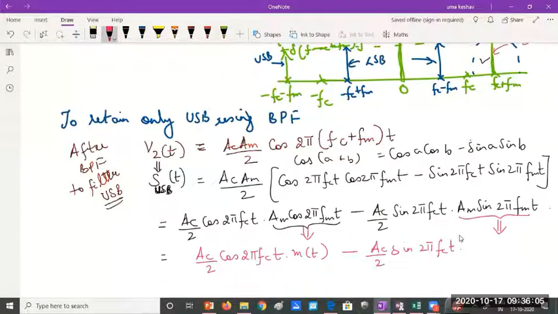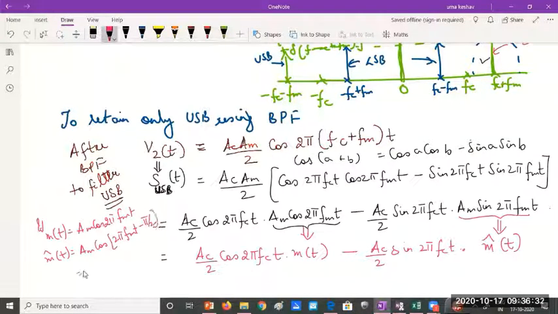Using the concept of Hilbert transform of the message. Exactly, the Hilbert transform of the message, M cap of T. Please remember, I showed you if M of T is AM cos 2 pi FMT, then M cap of T would be AM cos (2 pi FMT minus pi by 2), which would give you AM sin 2 pi FMT. So I have a positive sign. I'll write it as M cap of T.